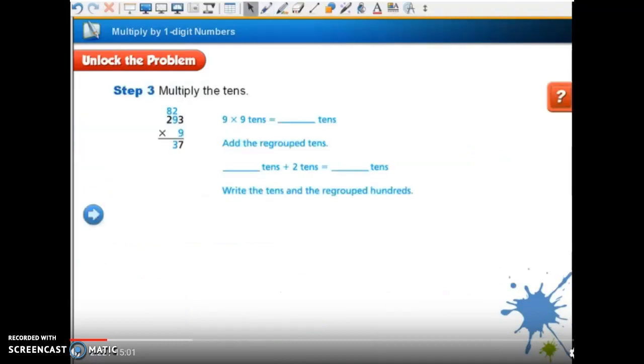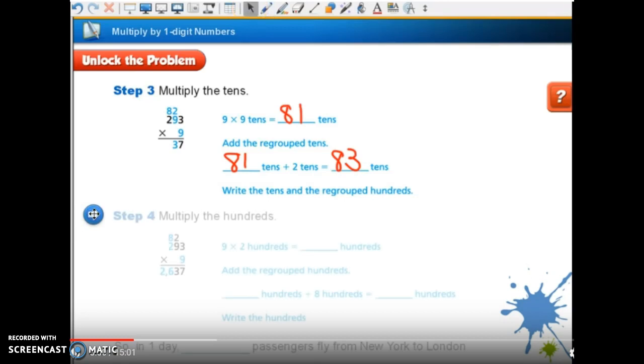Okay, now we're on step 3. We've multiplied our ones, so we're going to multiply our tens. So 9 times 9 is 81 tens. So we're going to add the regrouped tens. So 9 times 9 is 81. So 81 tens plus 2 tens is 83 tens. And we're going to put our 3 in the tens place and our 8 over to the hundreds place.